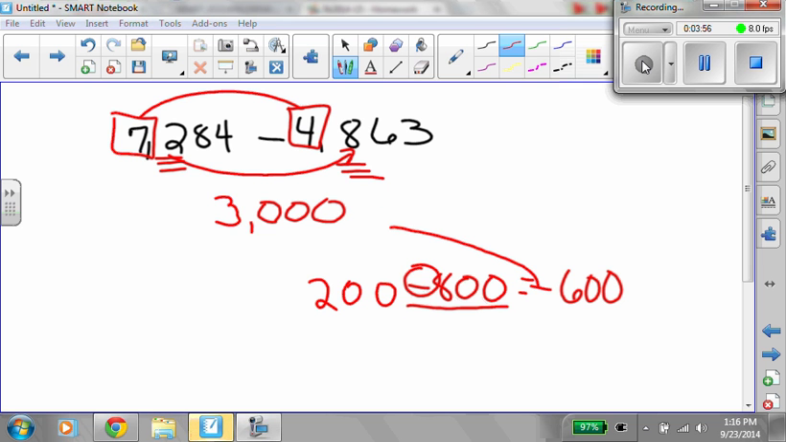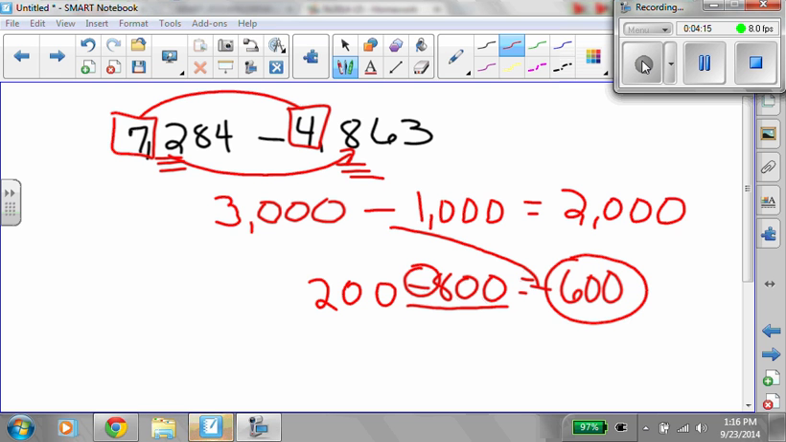I'm going to move this negative sign right here to be 3,000 minus something. I'm going to look at the 600. Is 600 closer to 0 or 1,000? 600 is closer to 1,000. Therefore, it's going to be 3,000 minus 1,000 equals 2,000. That is my answer to number 4.